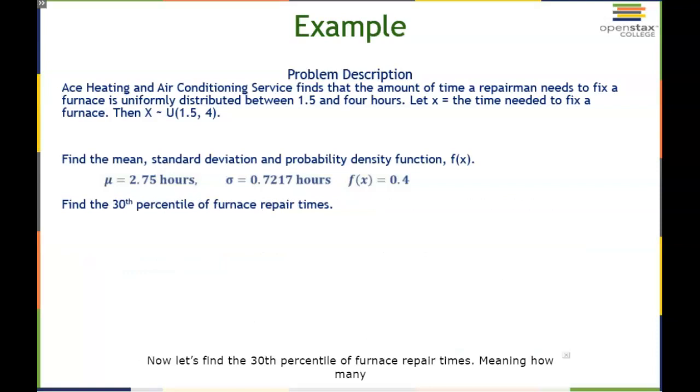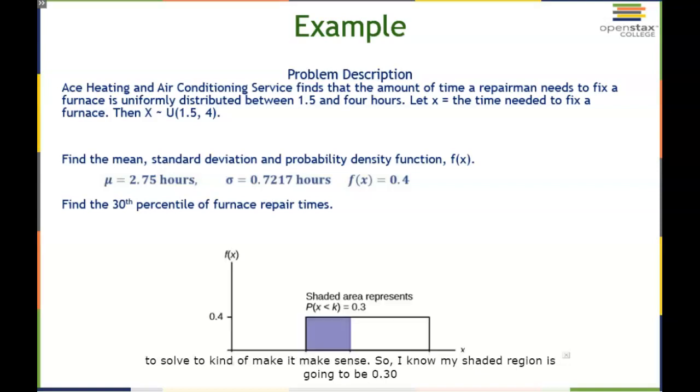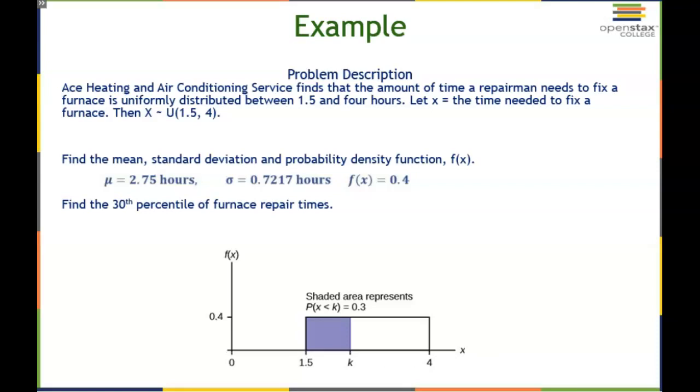Now let's find the 30th percentile of furnace repair times, meaning how many hours would constitute 30% of the probabilities. I think it's always better to sketch a graph of what you're trying to solve to make it make sense. So I know my shaded region is going to be 0.3. That's my probability of the 30th percentile, 0.30. I'm looking for somewhere between 1.5 and some value. That shaded region equals 0.3.